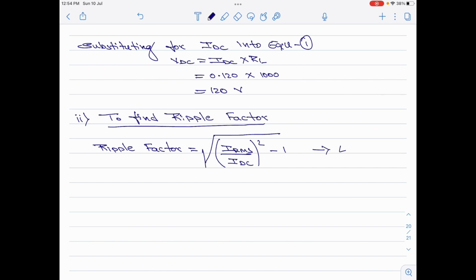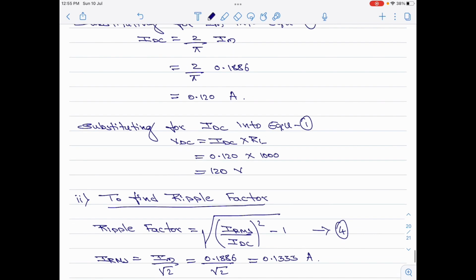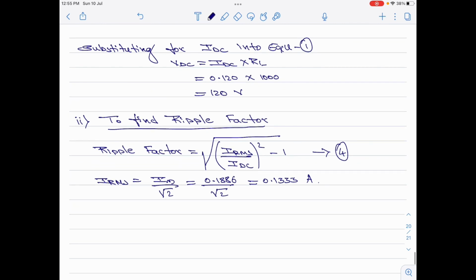Let me call this equation 4, where IRMS is the value of RMS secondary transformer current and is given by Im divided by root 2, where Im is the maximum value of transformer secondary current, and we have computed it previously and is equal to 0.1886 amperes. So, dividing it by root 2 will give us the answer for IRMS as 0.1333 amperes. We have previously computed IDC, which is 0.120. So, let us now substitute all these values back into equation 4 and compute ripple factor.